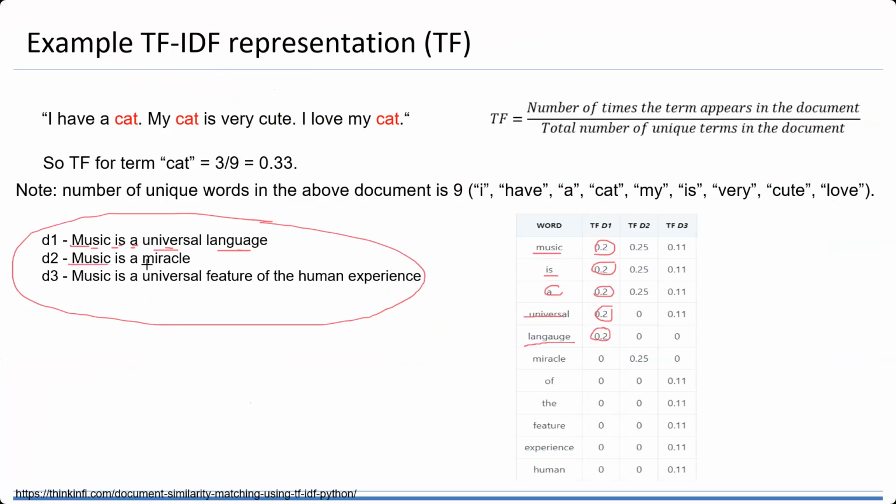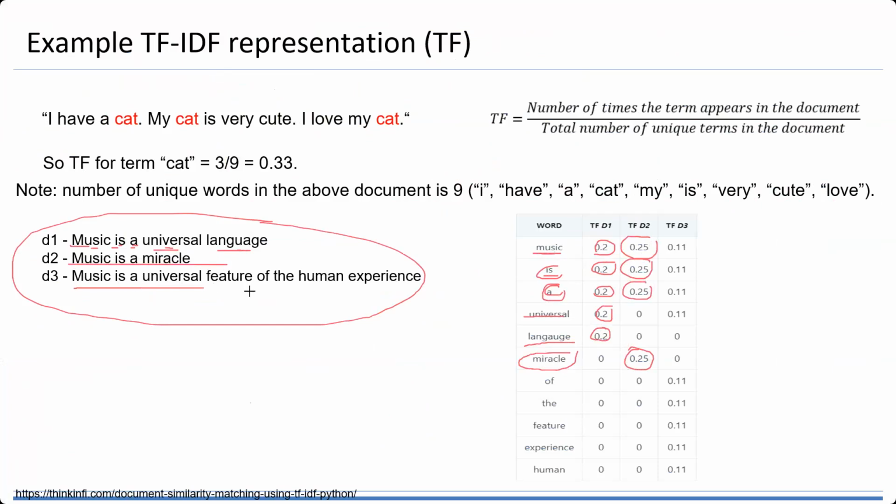What about the next one? Music is a miracle. Because there are 4 terms, music is 0.25, is 0.25, a 0.25, miracle 0.25.